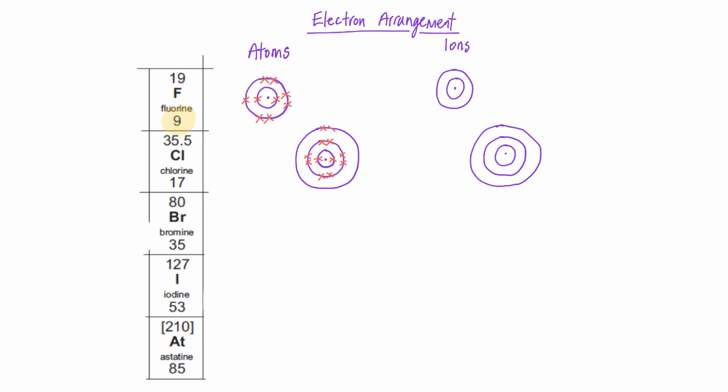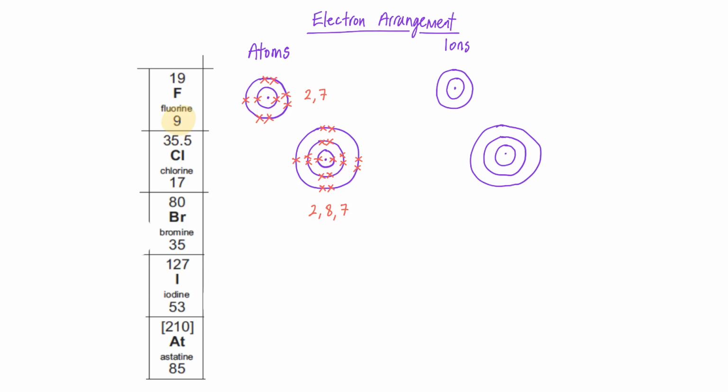So that means I've got 7 left to make my 17 for chlorine, which I get from the proton number. So there we go. There are my 7 electrons. So for the atoms, for fluorine, I've got that electron arrangement of 2, 7. And for chlorine, I've got 2, 8, 7.